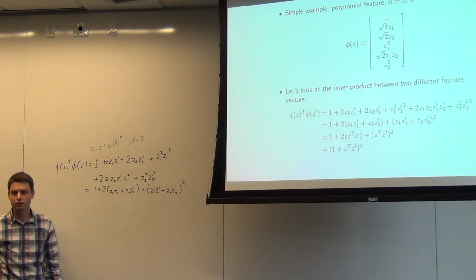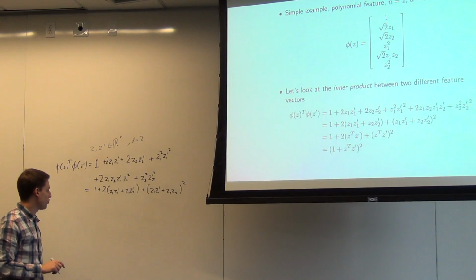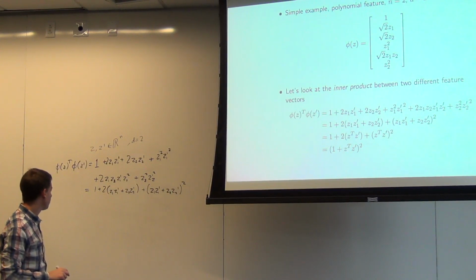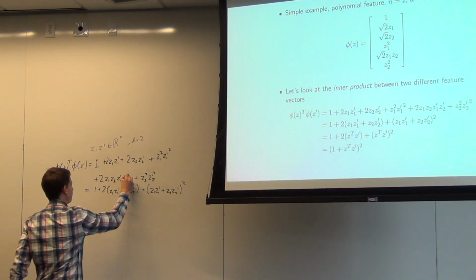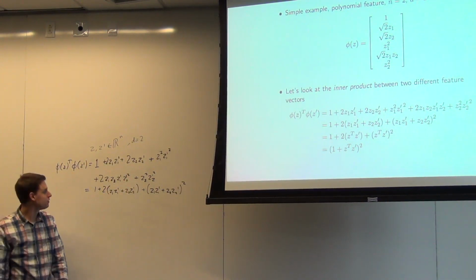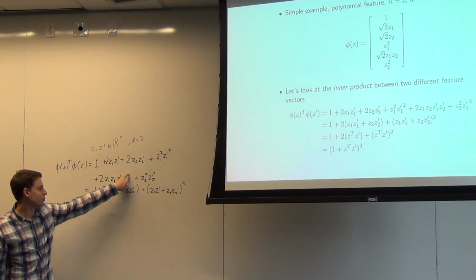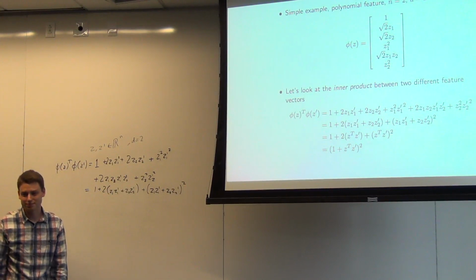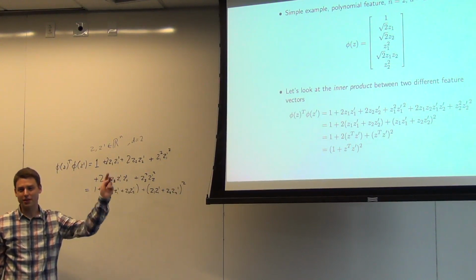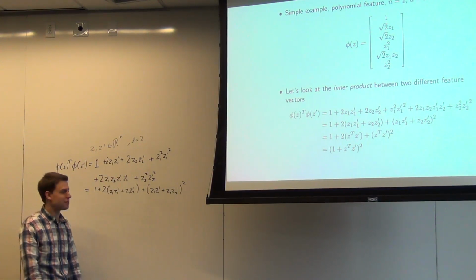That should be z2 prime. I'm sure I made a little mistake here somewhere. Is it square? z2 prime square? Oh, no. I wrote square instead of prime. That's what I did. Okay. Follow the notes. I'm writing so many terms on the board, I'm going to make a mistake or two.